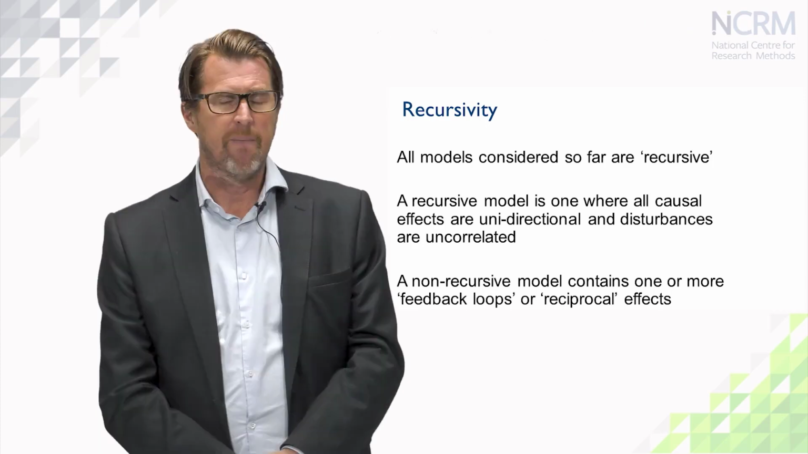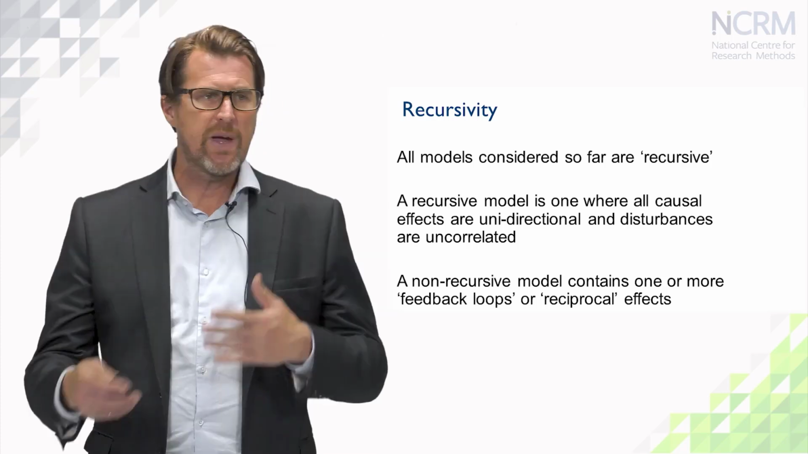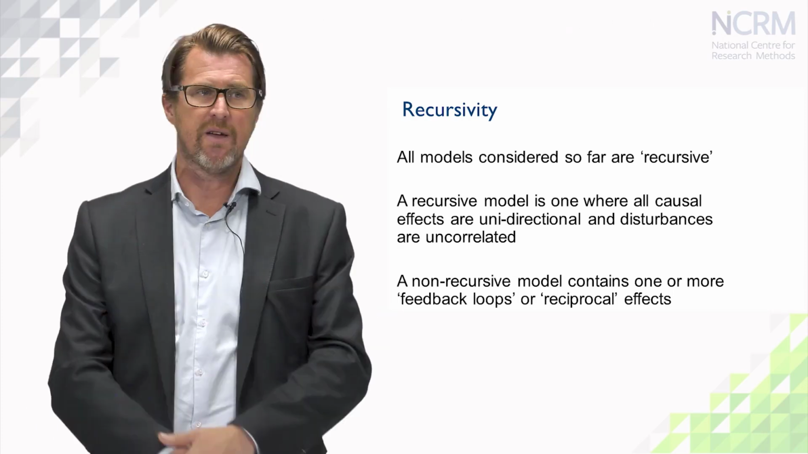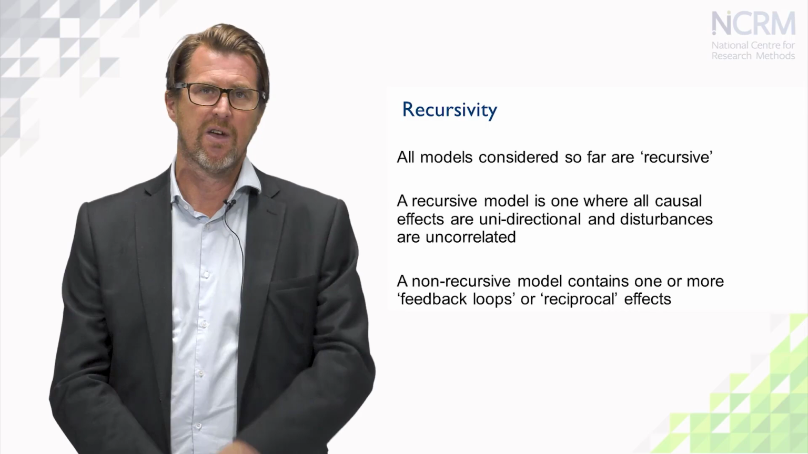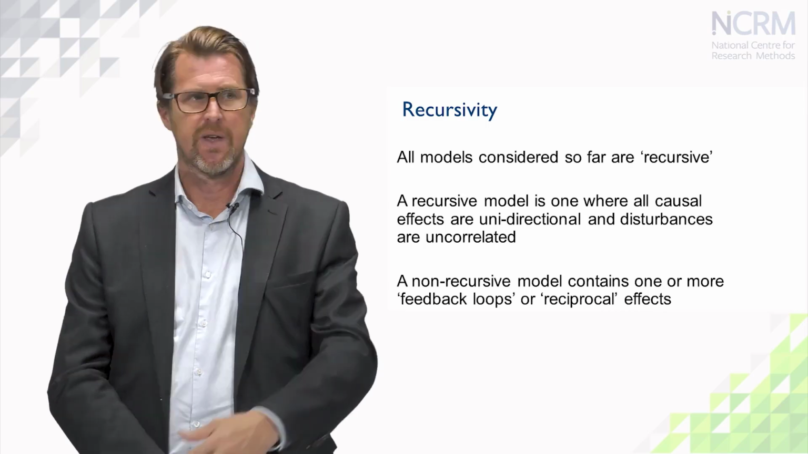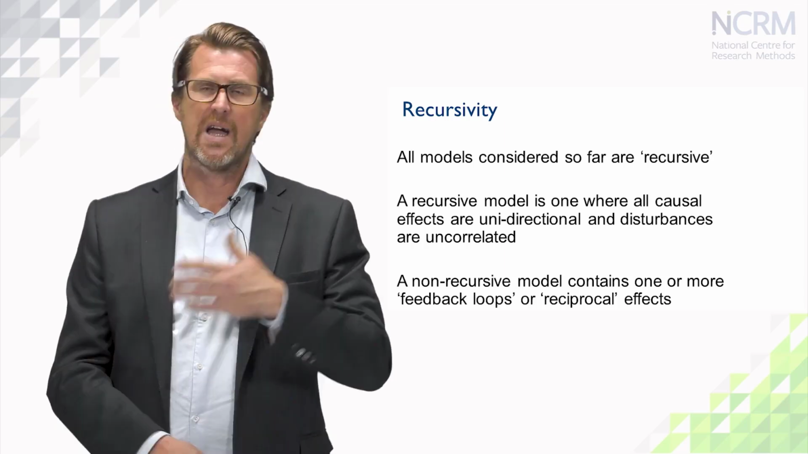And we can contrast this with a non-recursive model, which is a model where we have some kind of feedback loop where two variables are causing each other, and therefore we have what we can refer to as reciprocal effects, or where we have correlated disturbances. So this difference is important because it has implications for model identification, and it has implications for how we interpret and trust the correctness of the estimates that we get from our models.